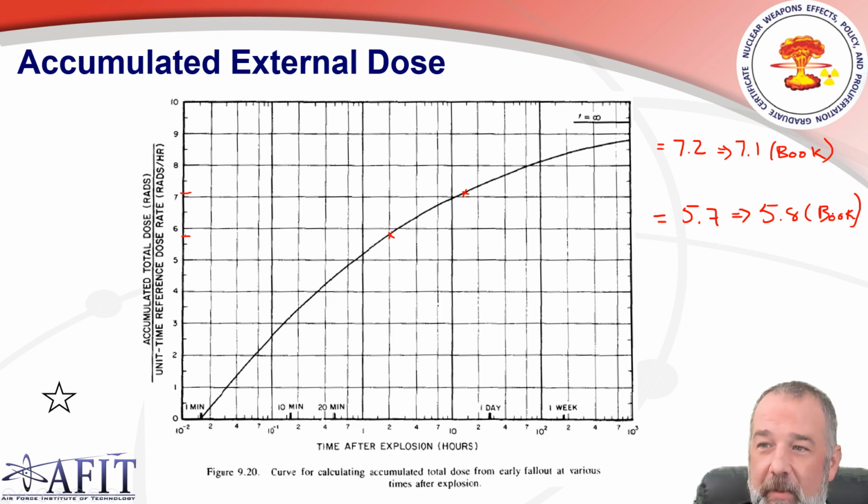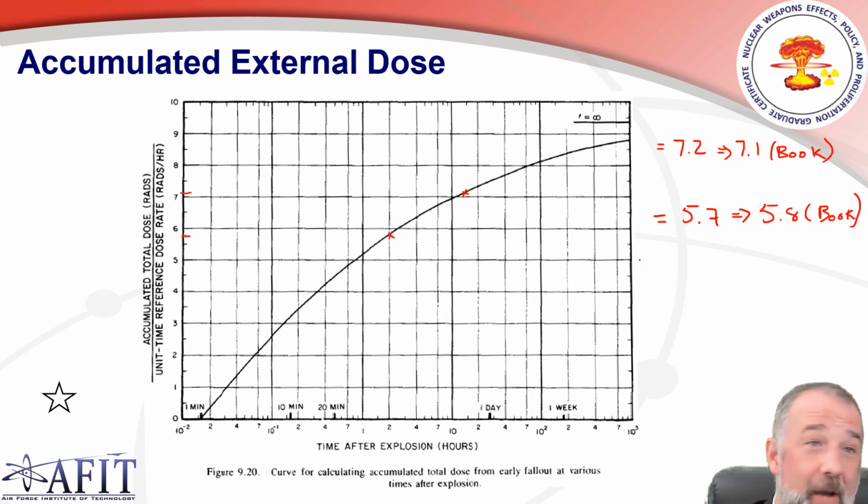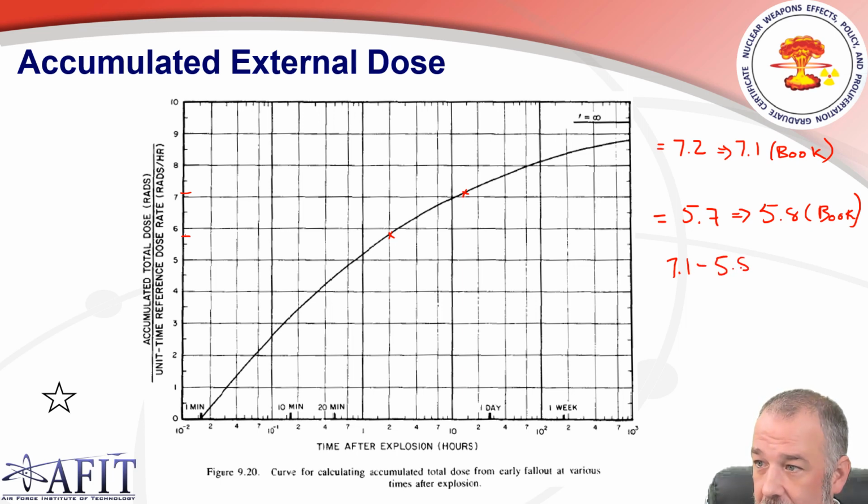Again, they're much more accurate at reading these than my poor eyes can do. So if we want to know the scaled accumulated dose over unit time reference dose rate for 12 hours after the explosion, we're going to subtract these two numbers. So we have 7.1 minus 5.8, and that's going to give a total of... I can't do simple math. This is 1.3.